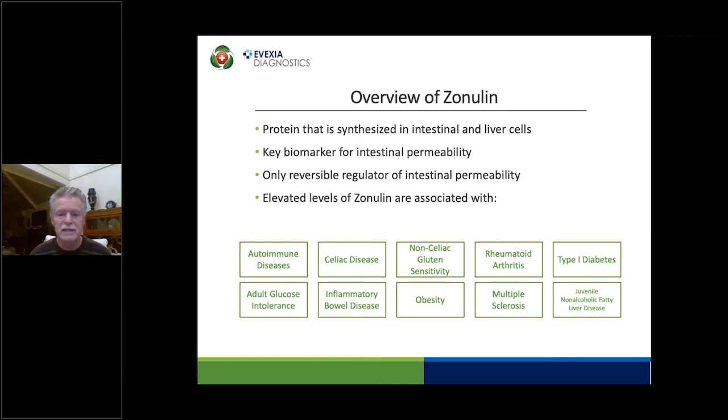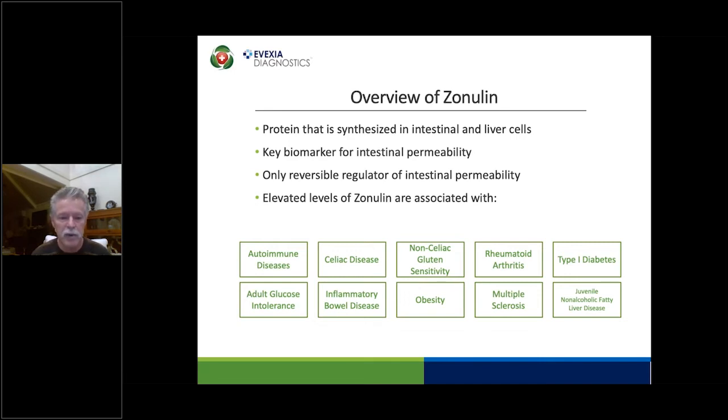What's important is it's a key marker for intestinal permeability, discovered by Alessio Fasano. And it's a reversible regulator of intestinal permeability. That means once it's produced, it can cause permeability and a leaky gut. But once you remove it, as I mentioned, the gut will heal.